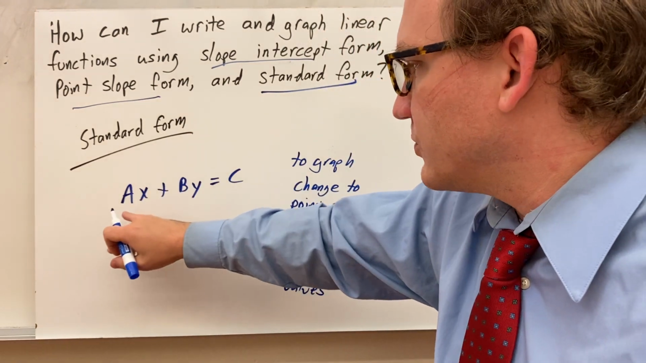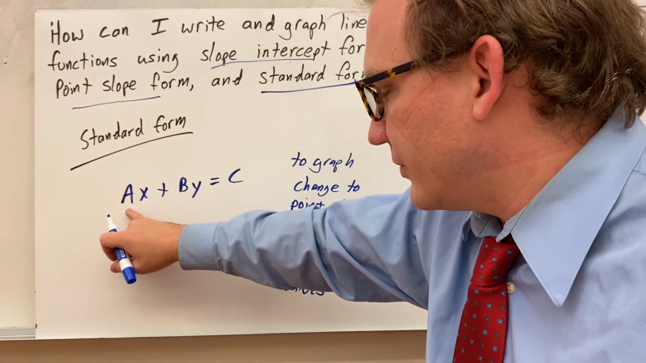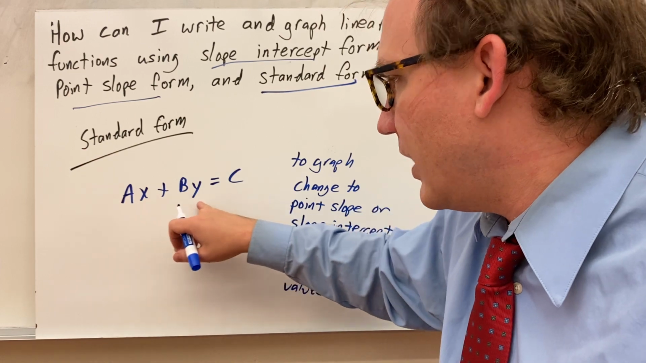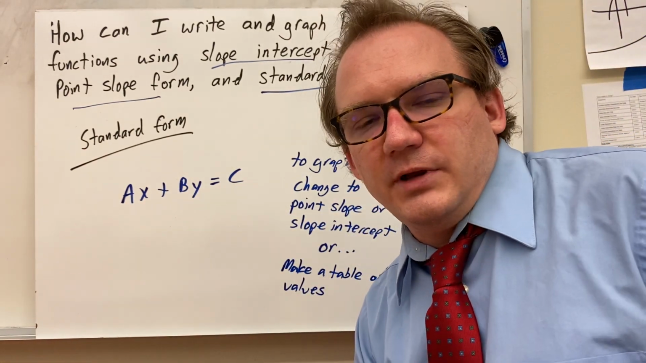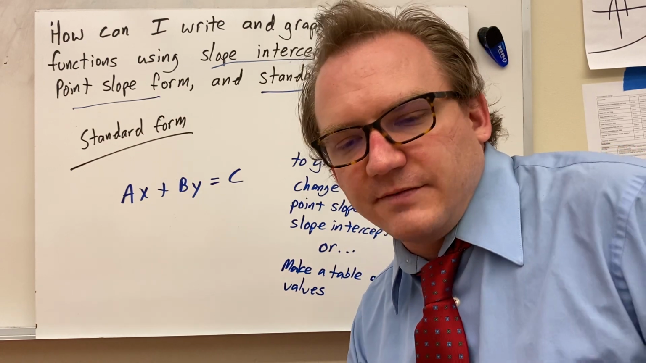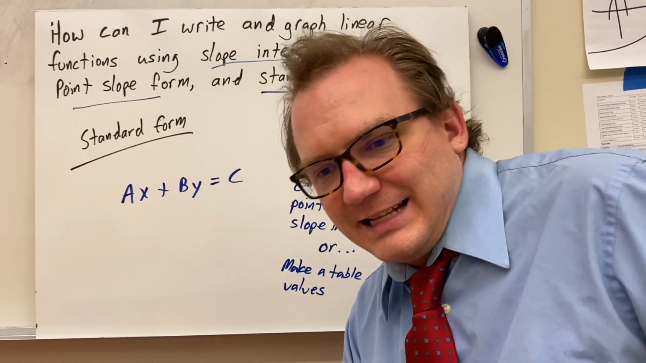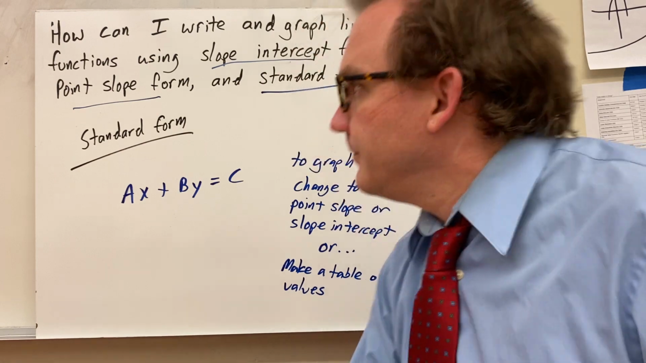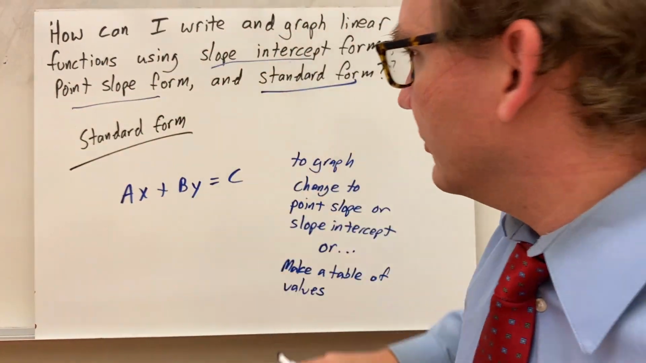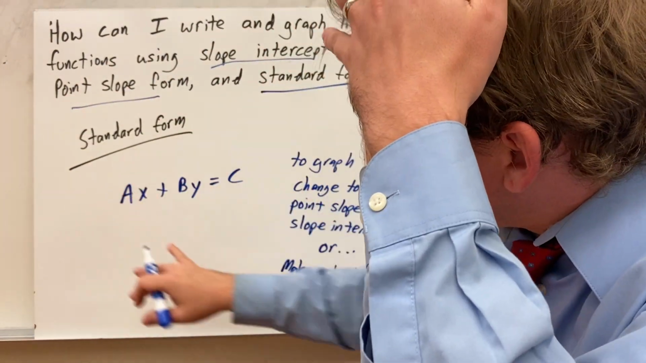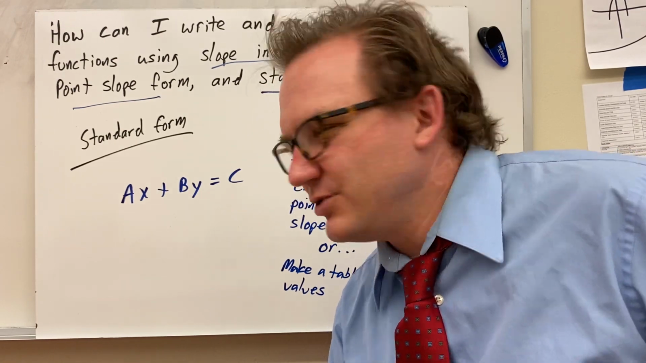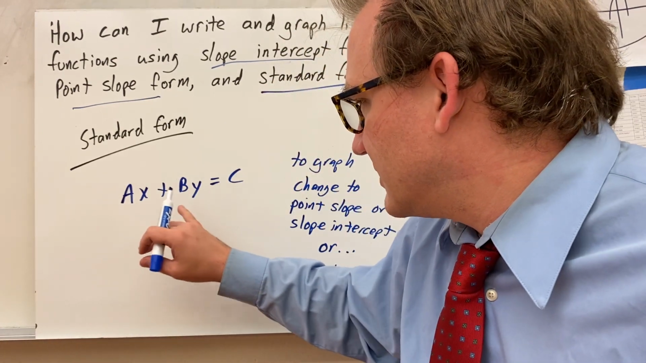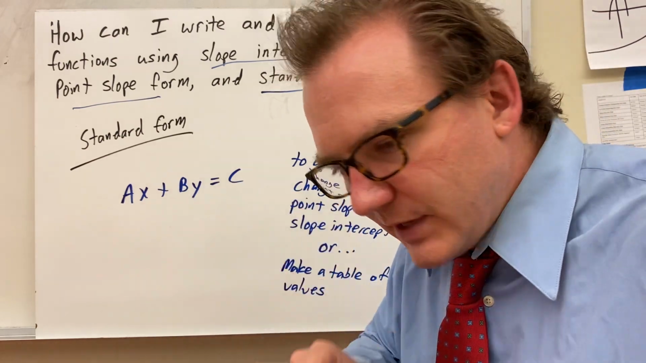Standard form is where you have a linear equation written like ax plus by equals c. A, b, and c could literally be any numbers. They don't have any specific meaning; they just have to be real numbers. So how do I write and graph linear functions? Maybe the way a situation is described leads you to write something like ax plus by equals c, and that's fine.